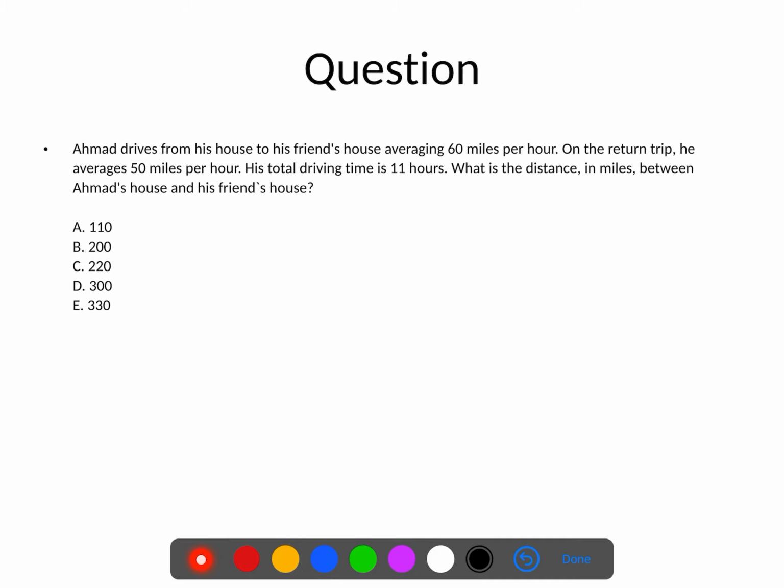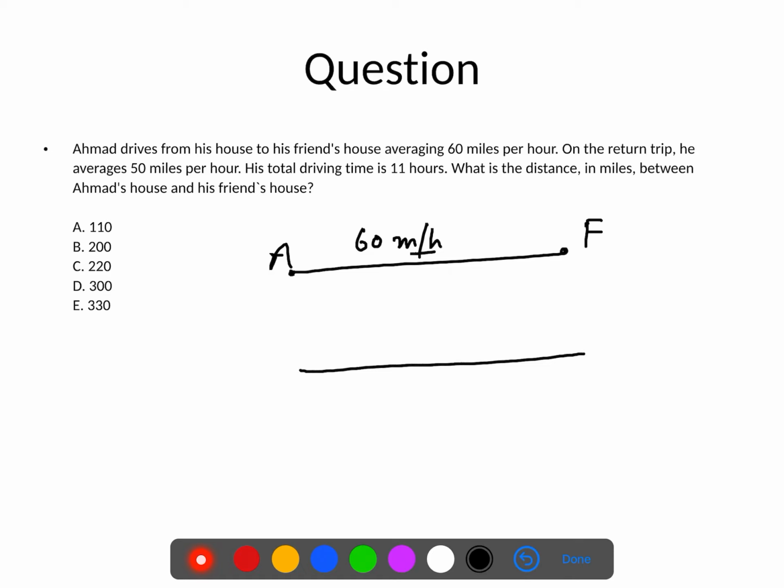See the second question. Ahmed drives from his house, let's say this is Ahmed's house, and this is his friend's house. While going to the friend's house, the speed is 60 miles per hour. And the return trip, coming back to his home from the friend's house, means the same distance, and the speed is 50 miles per hour. Now the total time taken for the entire journey, going to the friend's house and coming back, is 11 hours. We need to find the distance.